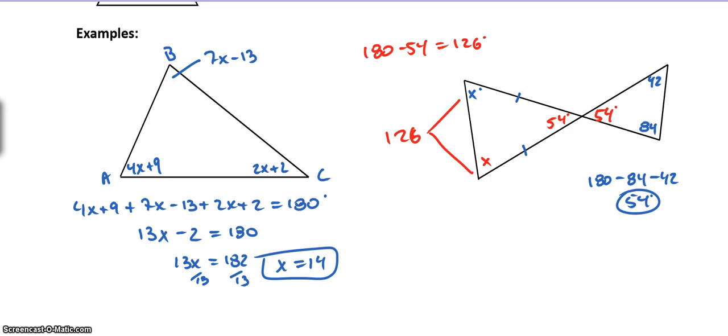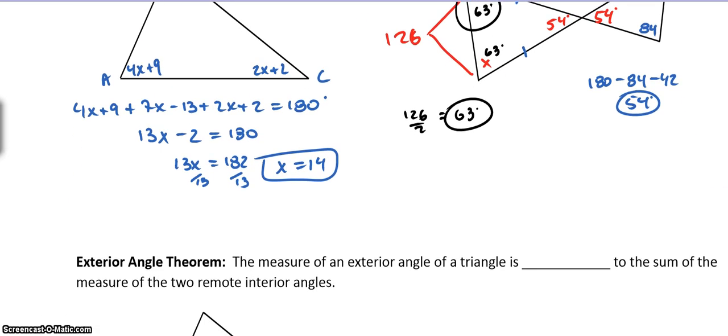So if I divide 126 by 2, I get 63. Alright, so that means that both of these angles would be 63 degrees, and in this case, angle x that we were trying to find is also 63 degrees. Okay, so just applying it and taking it a step further. Alright, so that's the easy theorem.